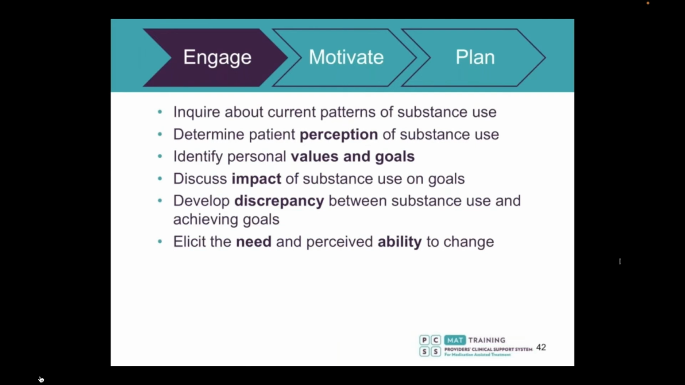Inquiring about current patterns of substance use during the engagement process, determine patient perception of substance use, identifying their personal values and goals, discussing the impact of substance use on their goals, and developing discrepancy between substance use and achieving goals. Elicit the need and perceived ability to change. So these are all additional engagement strategies.